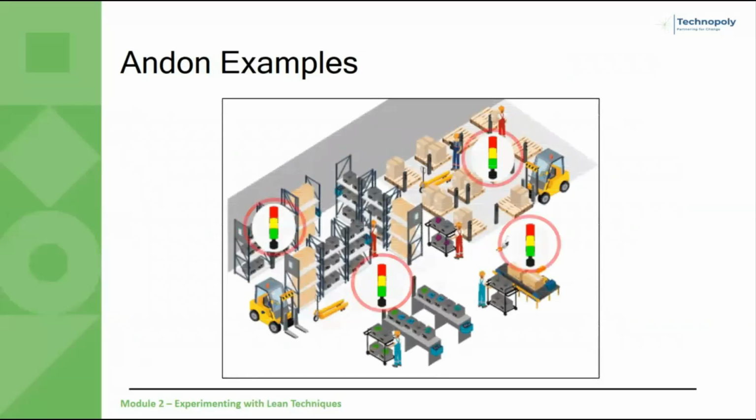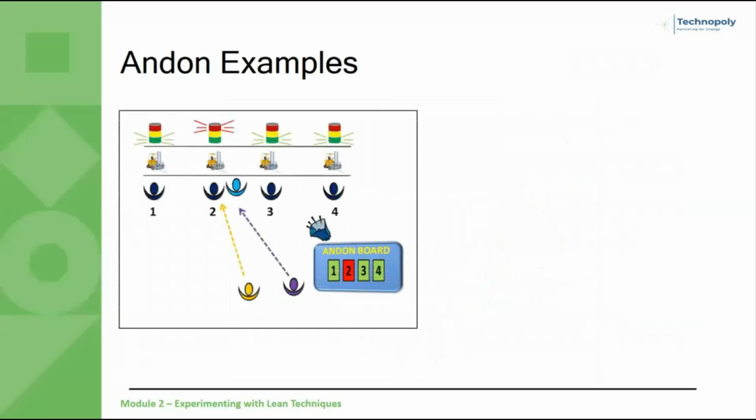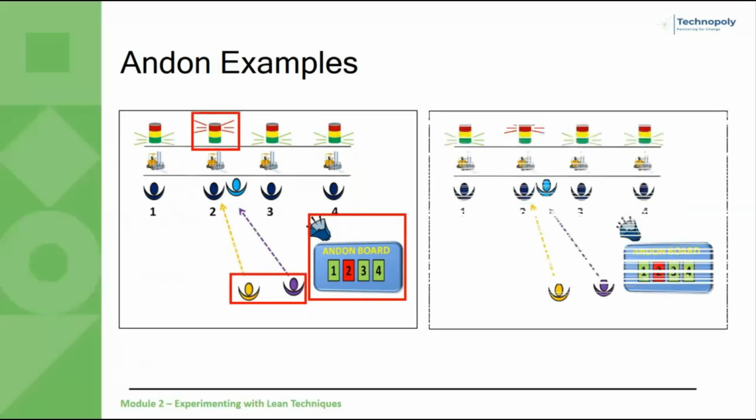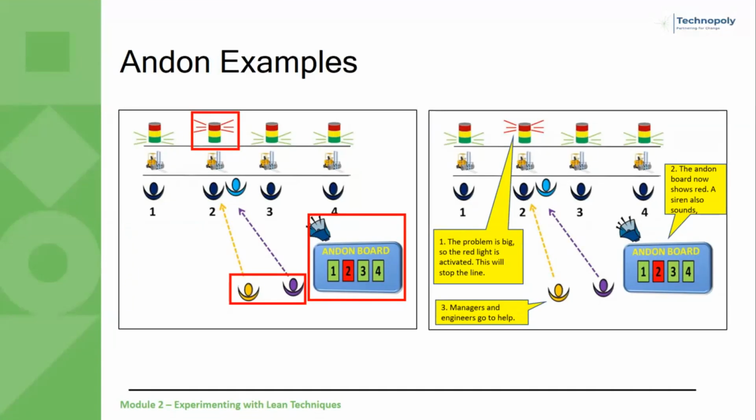The diagram shows a production line that is using light signals. In here, the diagram shows how it works. First, an abnormality appears. Then the indicator is activated. Once indicated, appropriate action is performed. For example, in this, the problem is big, so the red light is activated. This will stop the line. Second step, the Andon board now shows red. A siren also sounds, as Andon can also be added with sounds. Third step, an appropriate action is performed wherein managers and engineers come to the line to help.